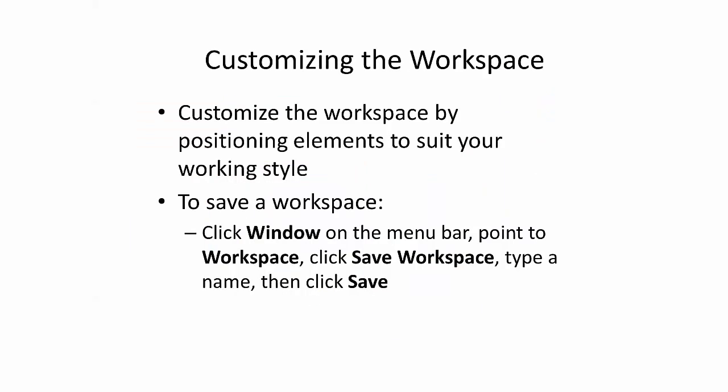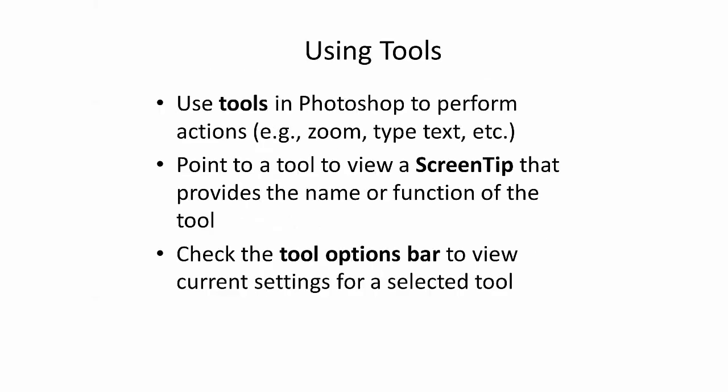Customizing the workspace. Customize the workspace by positioning elements to suit your working style. To save a workspace, click the Window on the menu bar. Point to Workspace, click Save Workspace, type a name, then click Save. Using tools. Use tools in Photoshop to perform actions, such as zoom, type, text, etc.